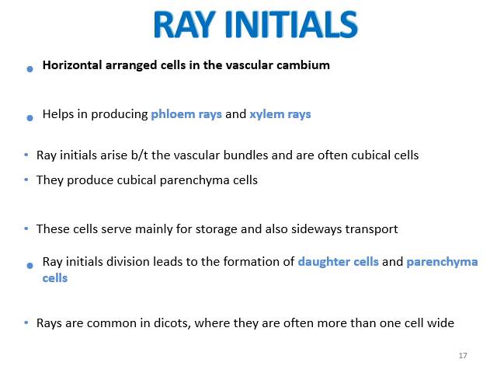These ray initials arise between the vascular bundles and are often cubical in shape, and they produce cubical parenchyma cells. These cells serve mainly for storage, because they are parenchyma cells, and also for sideway transport. Ray initial division leads to the formation of daughter cells and parenchyma cells. In addition, these initials are common in dicots, where they are often more than one cell wide.